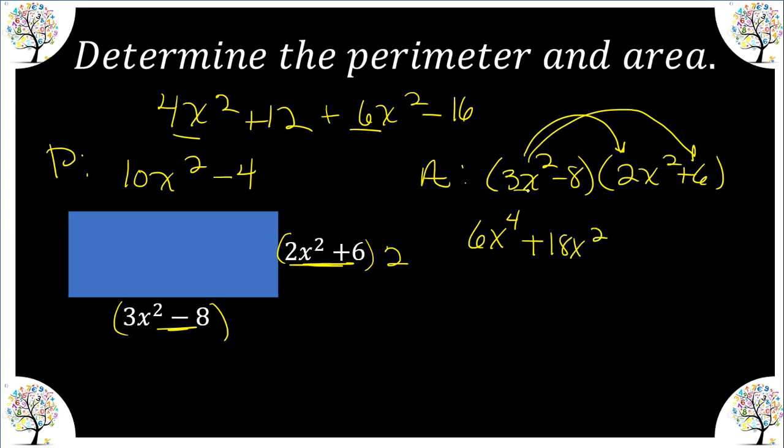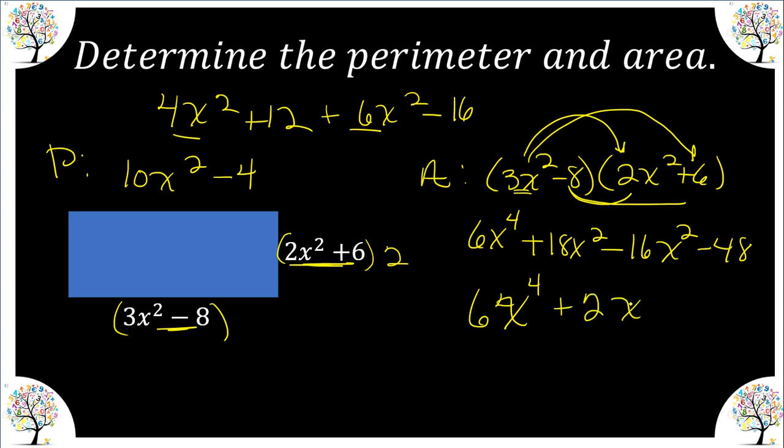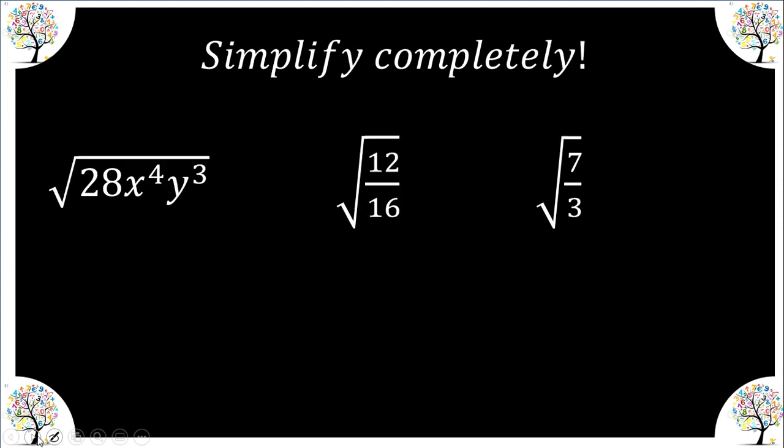So I have finished distributing 3x squared. Now let's move on to negative 8. That's going to give me negative 16x squared. And then I have a negative 48. So I have 6x to the fourth. I have a quartic term. I'm going to combine these quadratic terms. And then I have my constant of minus 48.